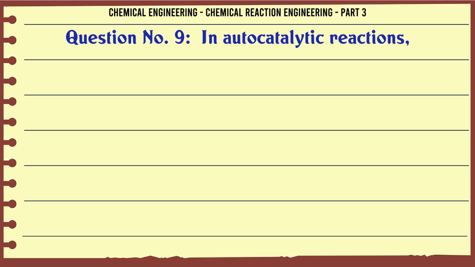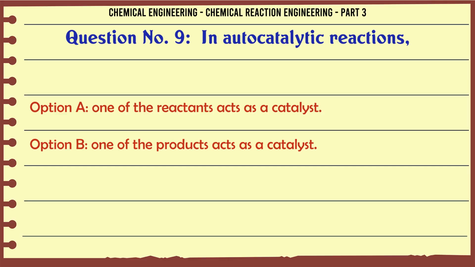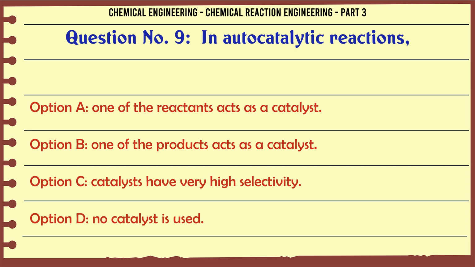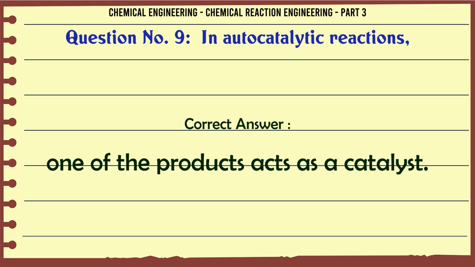In autocatalytic reactions: A. one of the reactants acts as a catalyst, B. one of the products acts as a catalyst, C. catalysts have very high selectivity, D. no catalyst is used. The correct answer is one of the products acts as a catalyst.